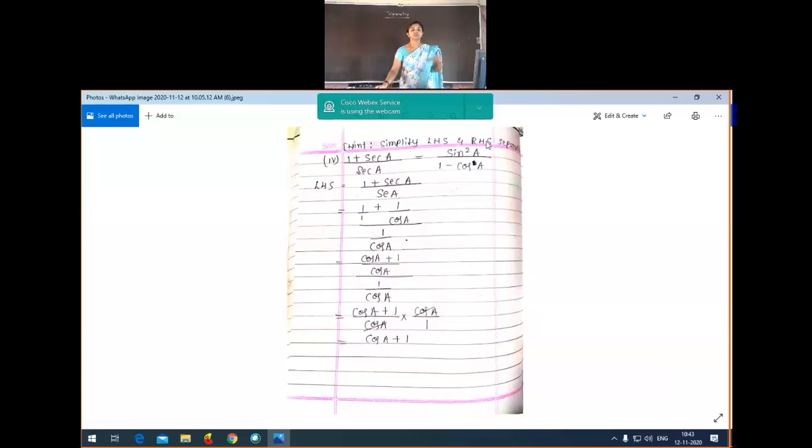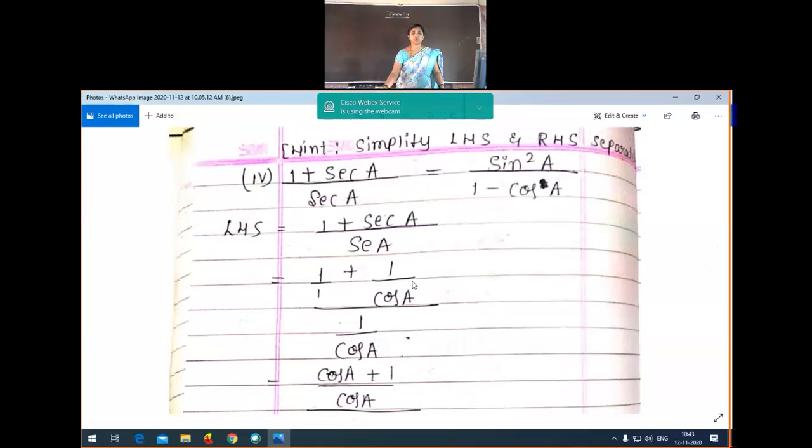Then you can say that these expressions are equal. Is that clear? So then what we have to do? LHS we have to work out separately. RHS we have to work out separately. So how to get the idea of this one? Because they have given the hint only. Okay, yes, with the hint, we'll start with the LHS now. Very simple solution. 1 plus secant A divided by sec A.